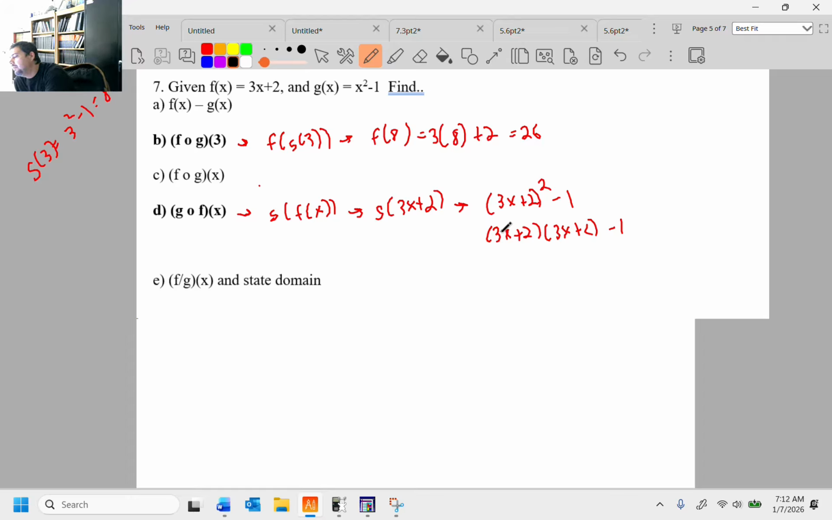You are immoral. 3x times 3x is 9x squared. There's going to be a 6x there and a 6x there. That's 12x. 2 times 2 is 4, and then we have to take away 1. So we'll have 9x squared plus 12x plus 3. Again, that's the hard one. You're welcome.